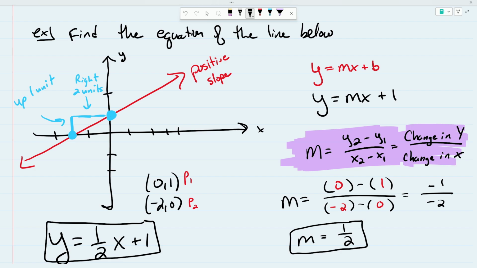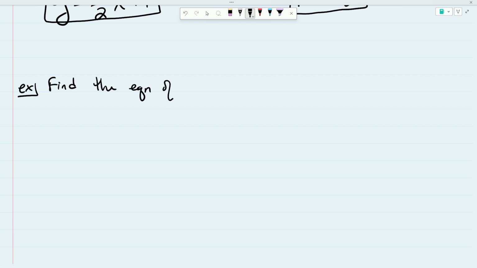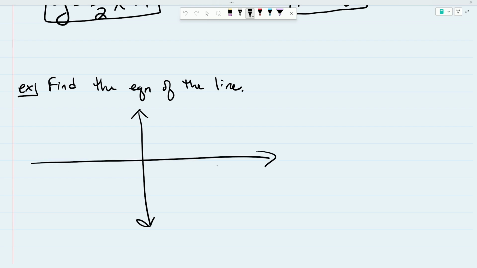Now, in the next example, it's going to be very similar to this, but I'm just going to go ahead and speed it up a little bit. So in this example, we're going to find the equation of the line. And here's our line right here. So let me go ahead and just write this out.